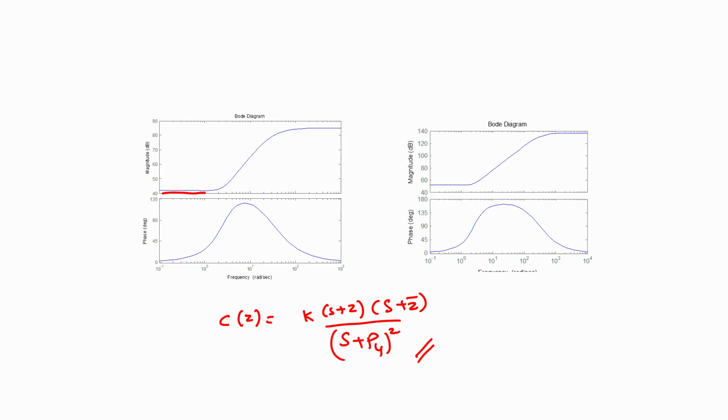Now when we approach the corner frequency of the zero z or z bar, then beyond this corner frequency there will be a 40 decibels per decade rise in the magnitude characteristics, because we have two zeros contributing to the rise. So this is a region where we have a plus 40 decibels per decade rise in the magnitude characteristics.